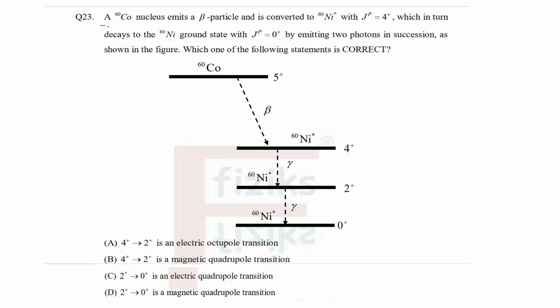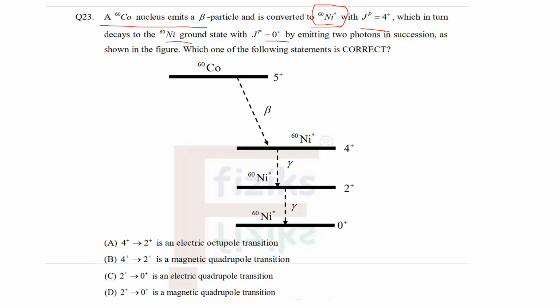A cobalt nucleus emits a beta particle and is converted to nickel star. Star is denoting that it is in an excited state with angular momentum and parity value 4 positive, which in turn decays to the nickel-60 ground state with angular momentum and parity 0 positive by emitting 2 photons in succession. As shown in the figure, which of the following statements is correct?